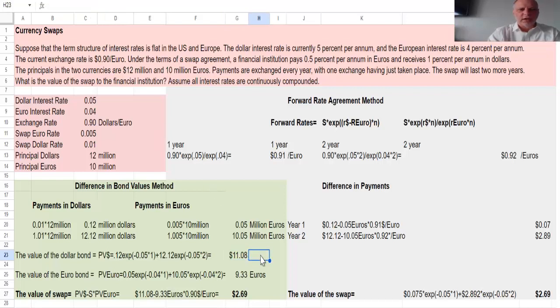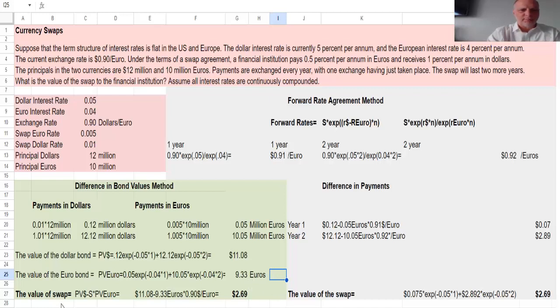And we get the value of the dollar bond today is $11.08 million. Then we do the same thing for euros. The value of the euro bond today is going to be the 0.05 payment discounted for 1 year at 4%, the euro interest rate, and then 10.05 discounted at the euro interest rate of 4% for 2 years. Our payments are in G20 and G21, discounted at the euro interest rate of 4% from C9 in year 1 and year 2. And therefore, the value of the euro bond is 9.33 million euros.